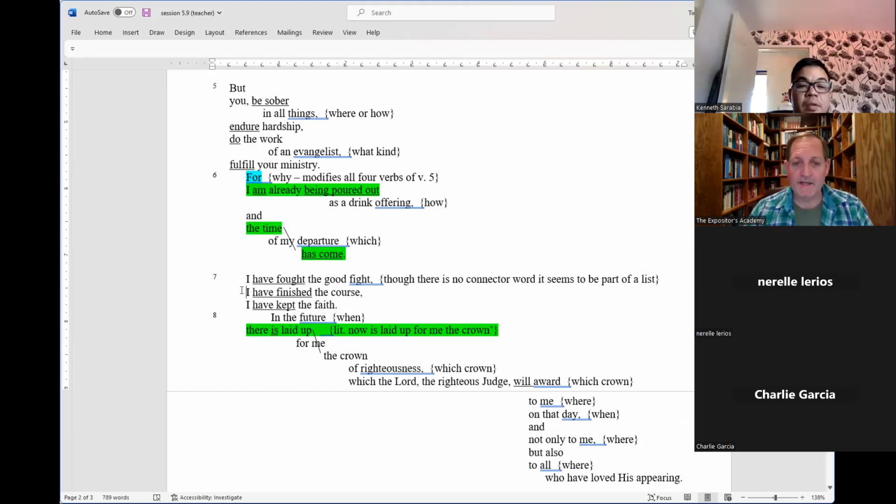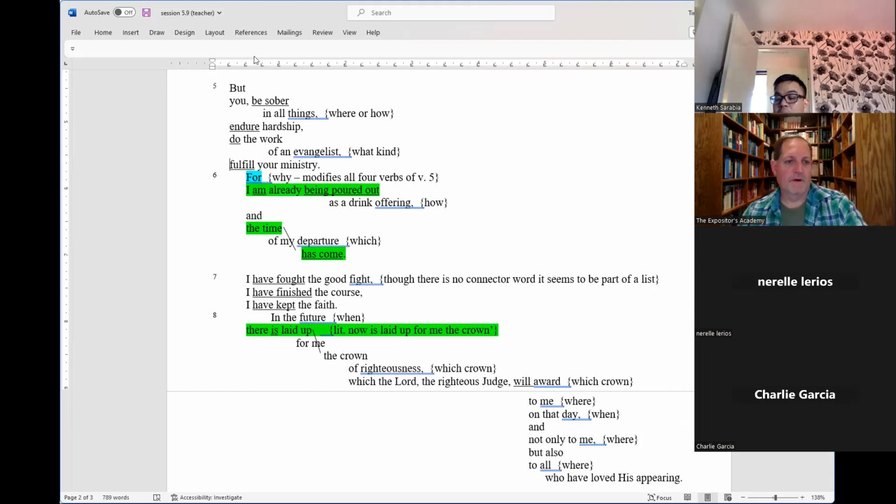So just because "and" is not there does not mean they don't go together. They still can. Just like up here: be sober, endure, do the work, fulfill. There's no "and" between those things either. It's a list. And we understand they're in the form of a command. It makes sense. They all go together. They're four commands that Paul's giving Timothy to do.